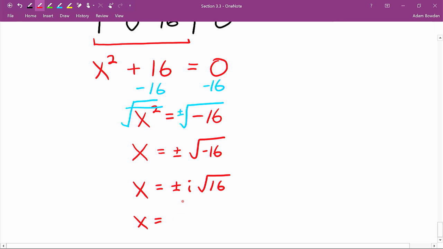And I do know what plus or minus square root of 16 would be. That would just be 4. So this would be plus or minus 4i. So our function has 3 zeros, the -2 that it told me at the start, and 2 additional imaginary solutions of -4i and +4i.